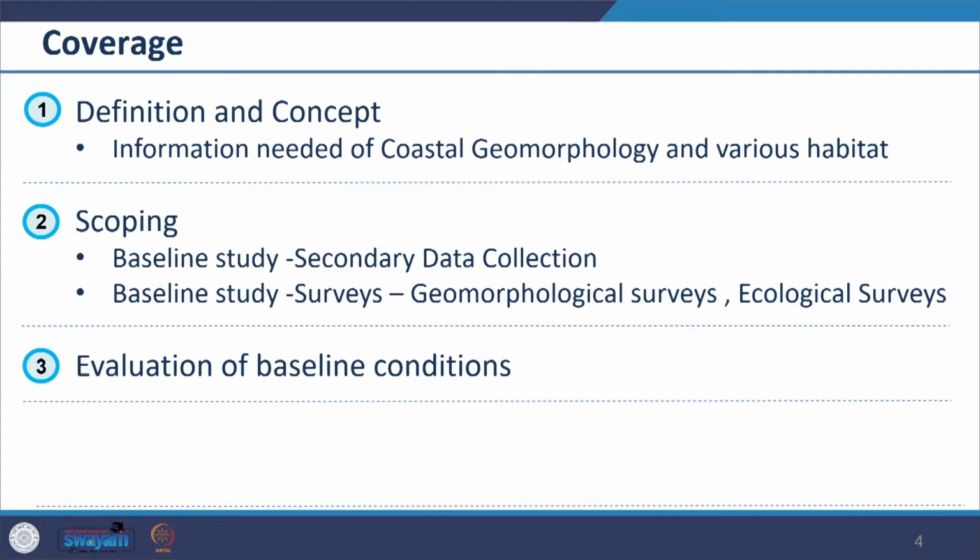So accordingly, our coverage would include that we'll first look into definitions and concepts, and then we'll look at what kind of information is needed for coastal geomorphology, and how do you look at various habitat, and then how you work on the scoping part, and then what kind of data has to be collected for baseline study, the secondary data which is required, as well as what kind of surveys have to be undertaken related with geomorphological survey, ecological survey, and then how do you really undertake evaluation of the baseline conditions, what you have studied. So that is what we are going to cover.